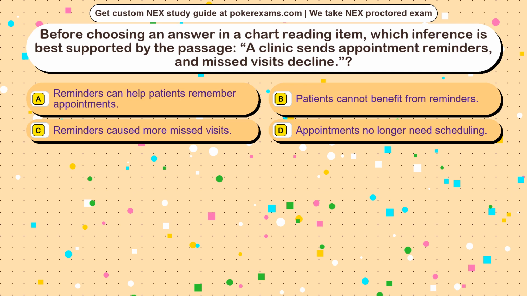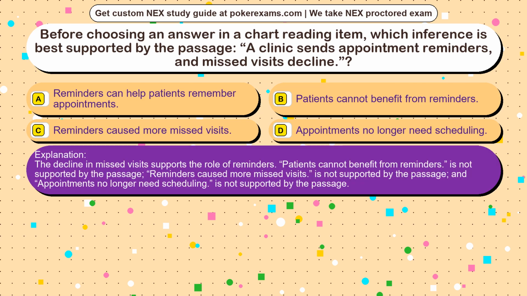The correct answer is option. The decline in missed visits supports the role of reminders. Patients cannot benefit from reminders is not supported by the passage. Reminders cause more missed visits is not supported by the passage, and appointments no longer need scheduling is not supported by the passage.